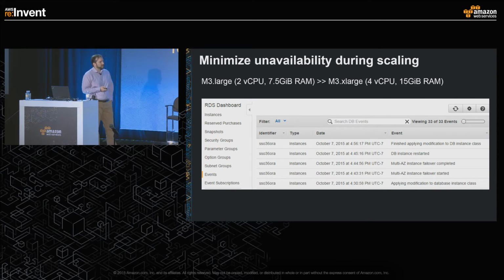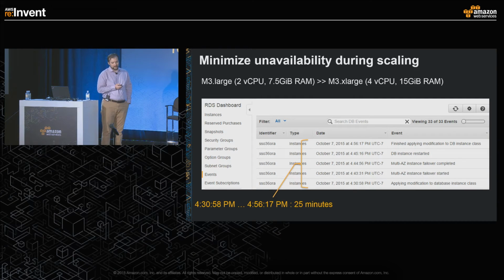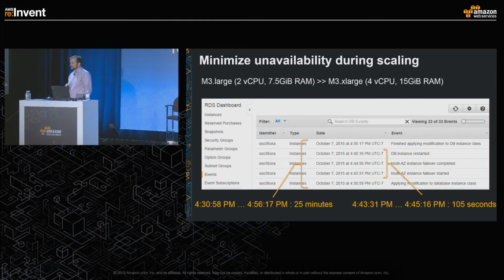Here's a log of all the events that are happening with my instance during the scaling process. It takes about 25 minutes to scale my instance from the large size to the xlarge size. But because it's a multi-AZ instance, my instance is only unavailable for about 2 minutes. Actually, less than 2 minutes, only 105 seconds. So I was able to continue taking transactions on my source database for the first 10 minutes of the scale operation and the last 10 minutes of the scale operation.